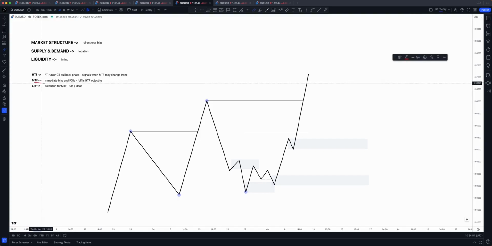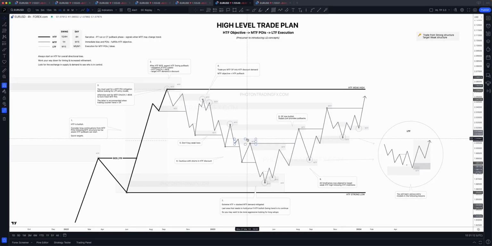But remember, we are always using the medium time frame to give us our immediate bias, the immediate direction, and the POIs that we're trading from. So I always need a medium time frame POI mitigation. I need one of these zones to be hit before I can look for my lower time frame entry. So this lesson is going to go over the high level trade plan again, where we looked at the 3 time frames that we use.